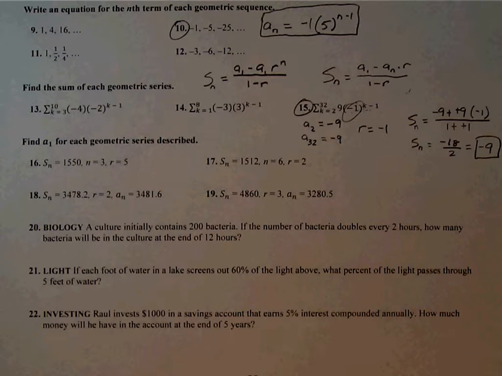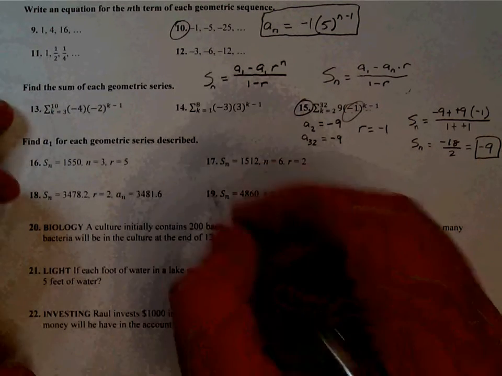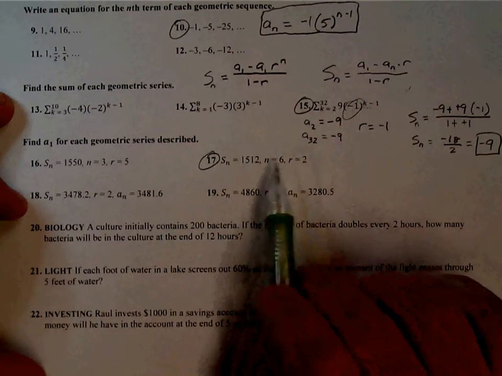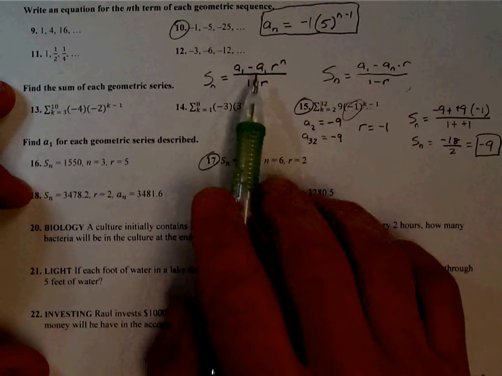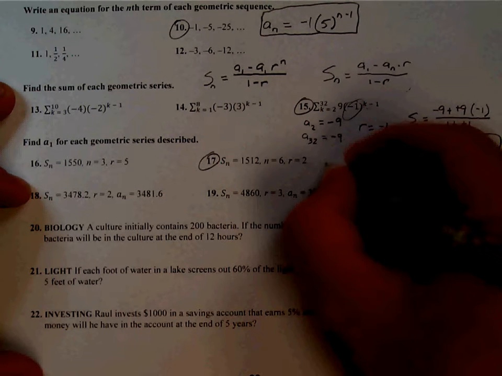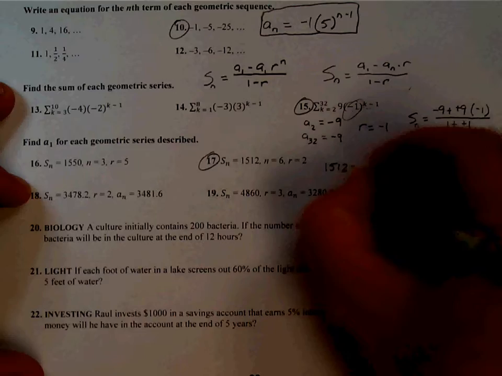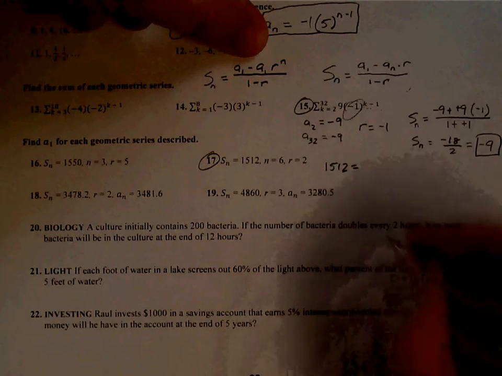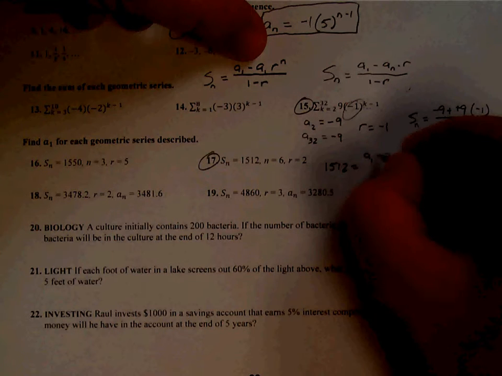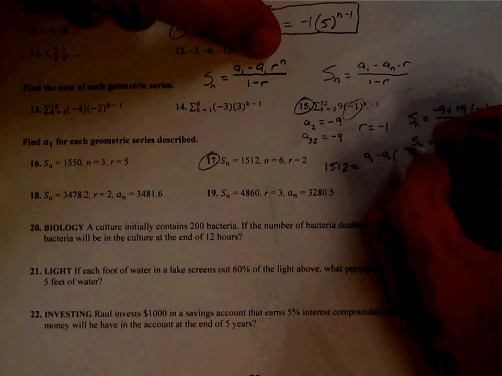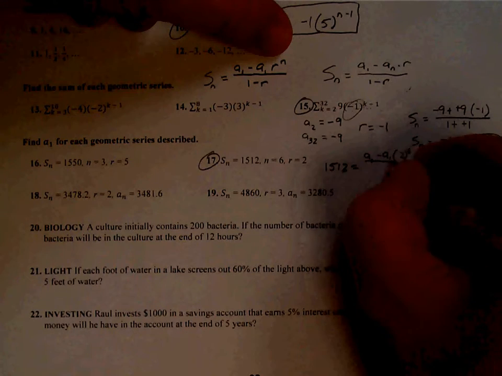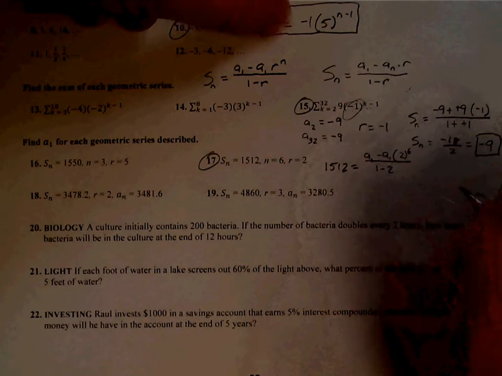Let's do one of these problems down here. Maybe I'll do number 17. Notice this one gives me an n, so I'm going to use the first formula, the one that has an n in it. So I know the sum is 1512. I don't know my first term. That's what they're actually asking us to find. Minus a sub 1 again, times r, which is 2, to the power of n, which is 6, over 1 minus r, which is 2.